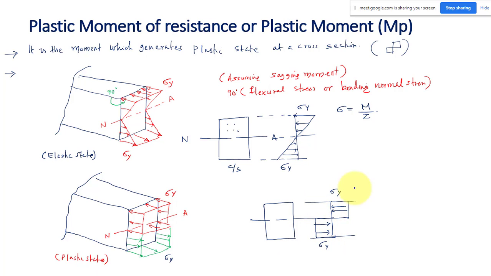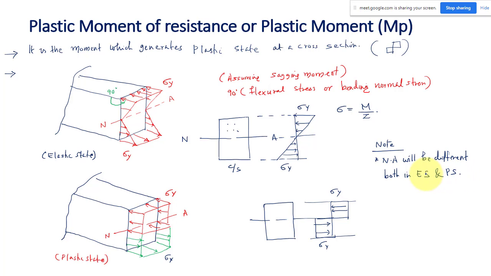Okay, so the only point you have to note down here is that the neutral axis will be different in the elastic state and the plastic state. We will locate the neutral axis, so then it will be clear. It will be different in both the elastic state and plastic state, ES and PS.